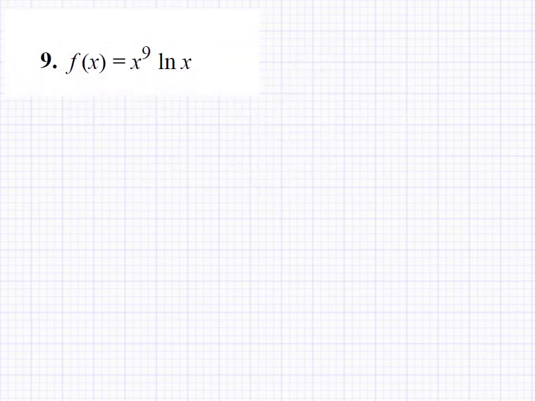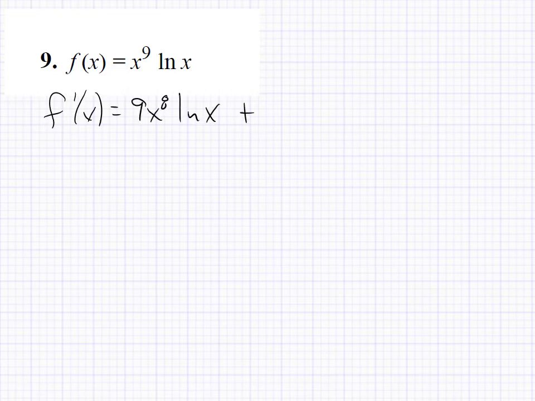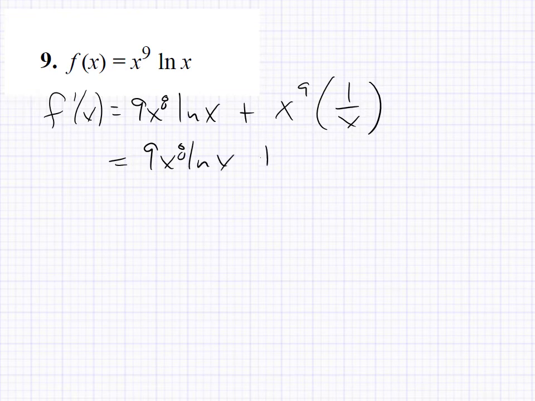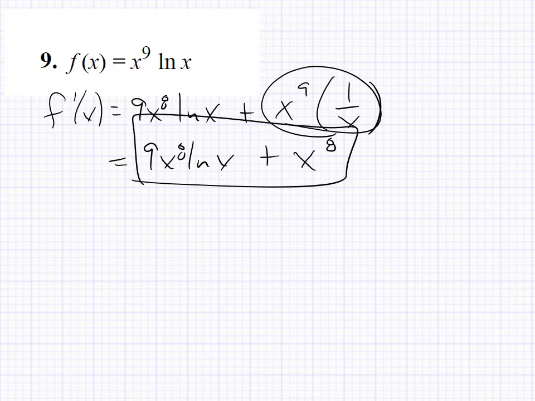Here's another product rule one. Derivative of x to the 9th is 9x to the 8th times log x plus x to the 9th times the derivative of log x, which is 1 over x. So we get 9x to the 8th log x plus, this can simplify into just x to the 8th. And there's your answer.